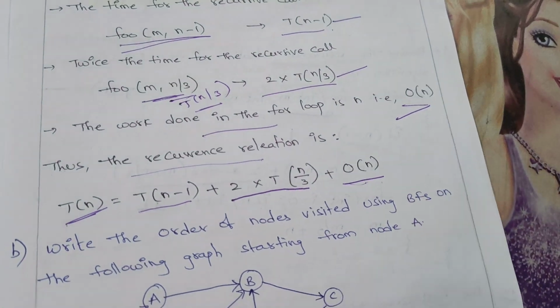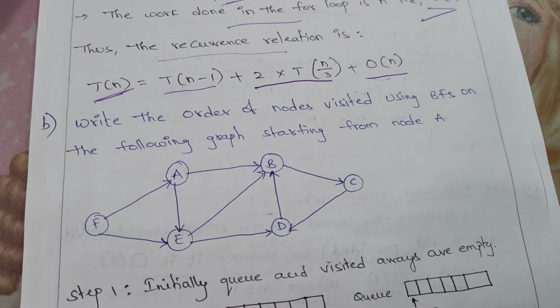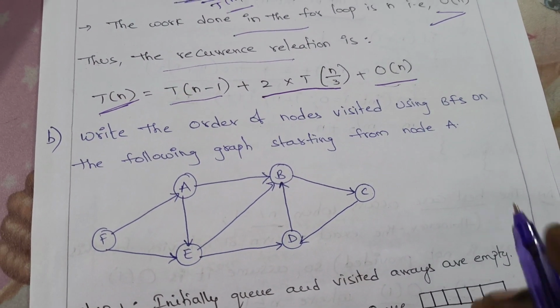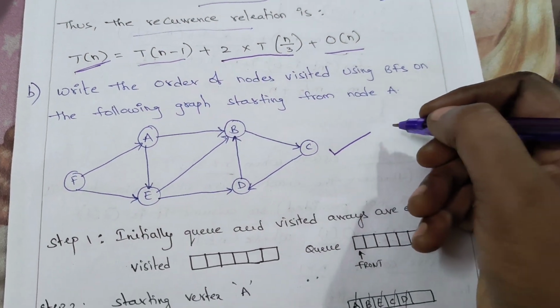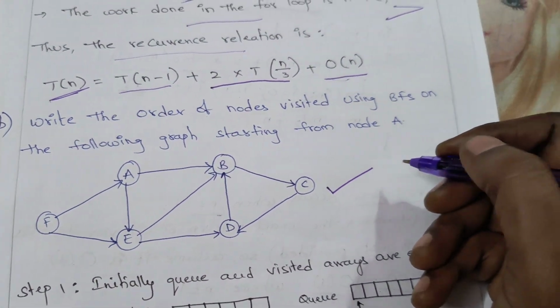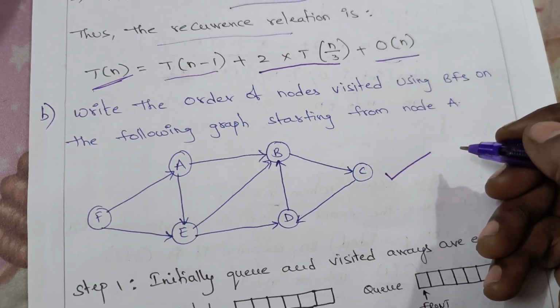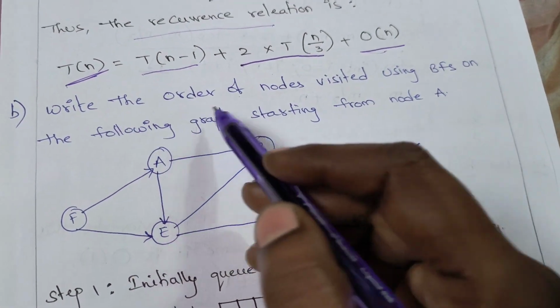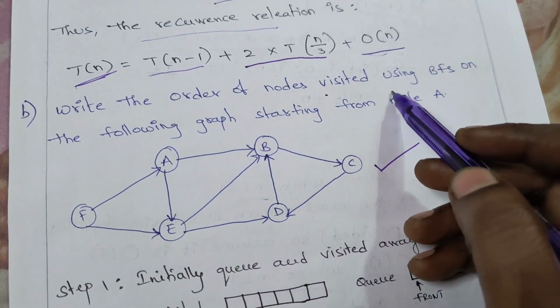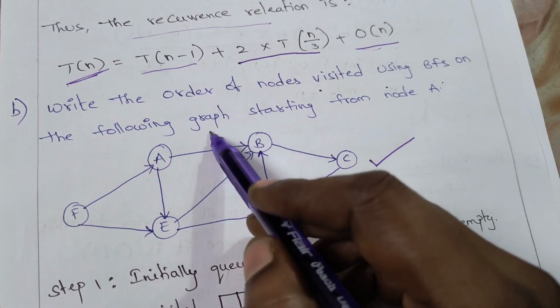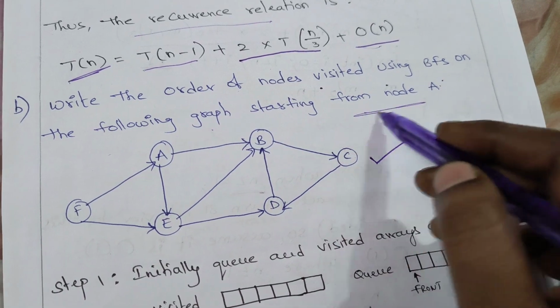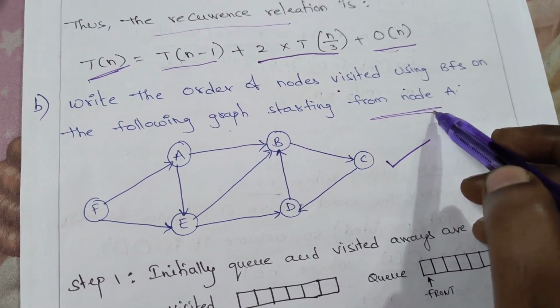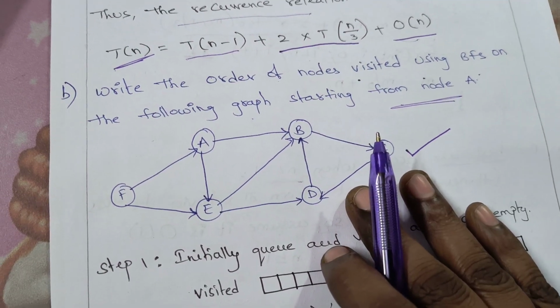Fine. Now we'll see the second question in the same question paper. The second question is what? They gave a graph, a connected graph. In this graph you have to find out the BFS traversal. Now let's read the question for better clarity. Write the order of nodes visited using BFS on the following graph starting from node A. Okay, so this is your graph.